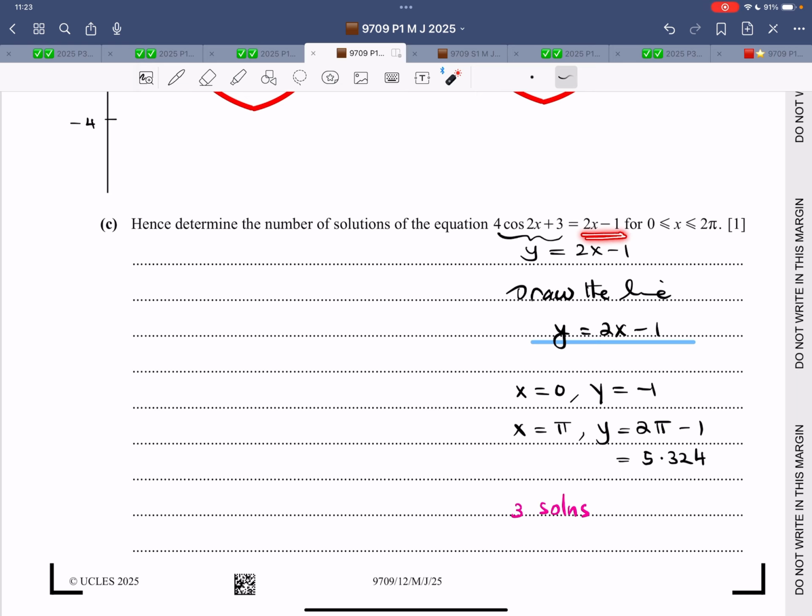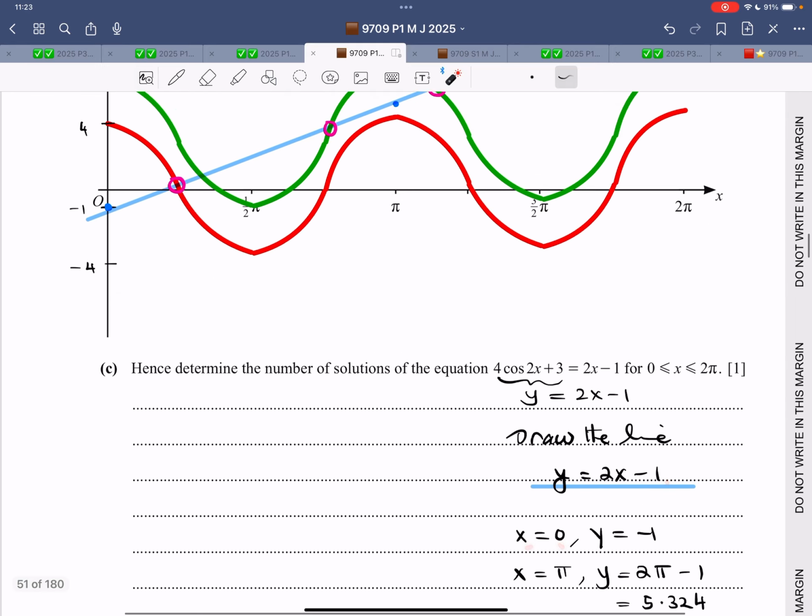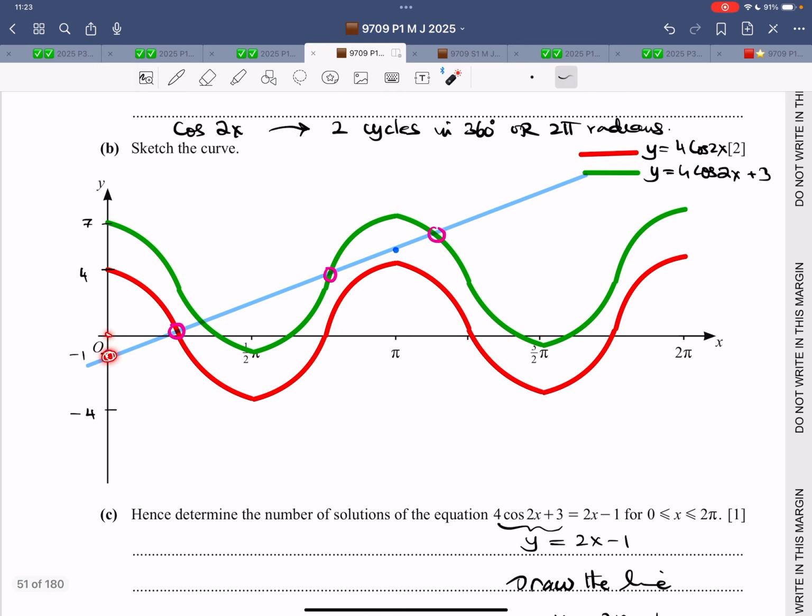And y equals 2x minus 1. So draw the line y equals 2x minus 1. I think 2 points are more than enough. It's better that you take a third point also. When x is 0, y is -1.